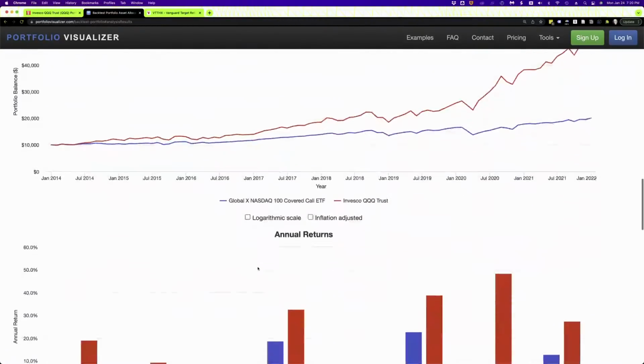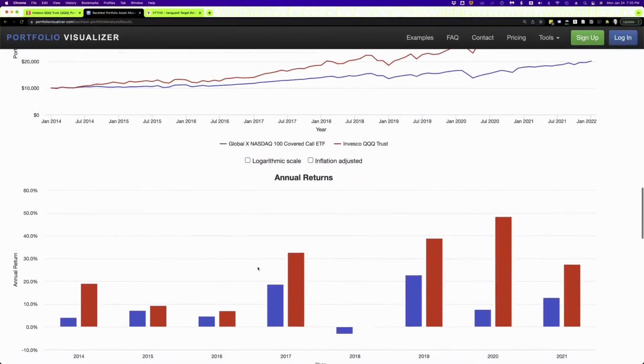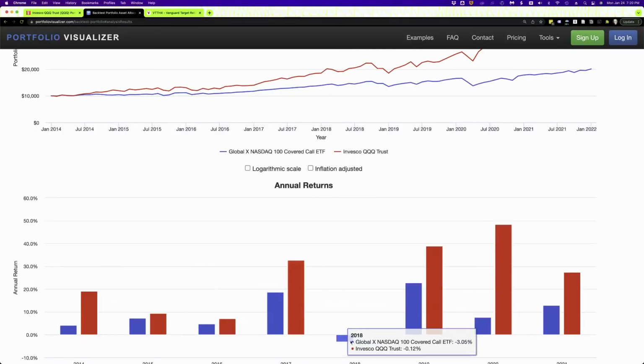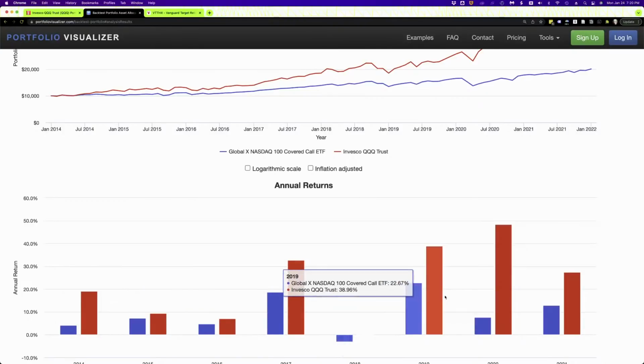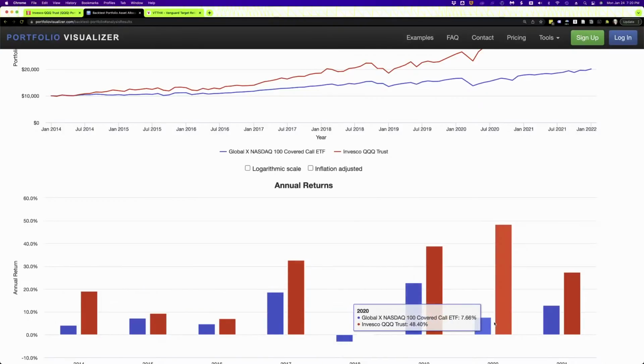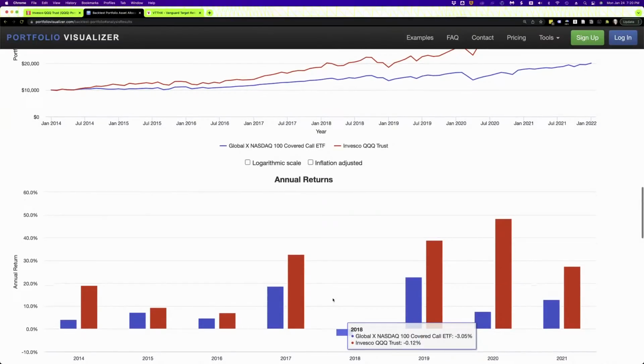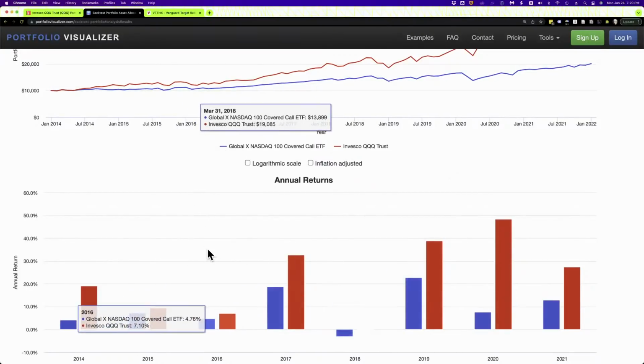And the funny thing is if you look at returns, let's just look at returns for a second. So red is the QQQ. Crushed it, beat it, beat it, crushed it, beat it, crushed it. But here's the interesting thing, and this is where you can get into income, whether it's from covered calls or from dividends, interest versus total return. So this is total return, right?